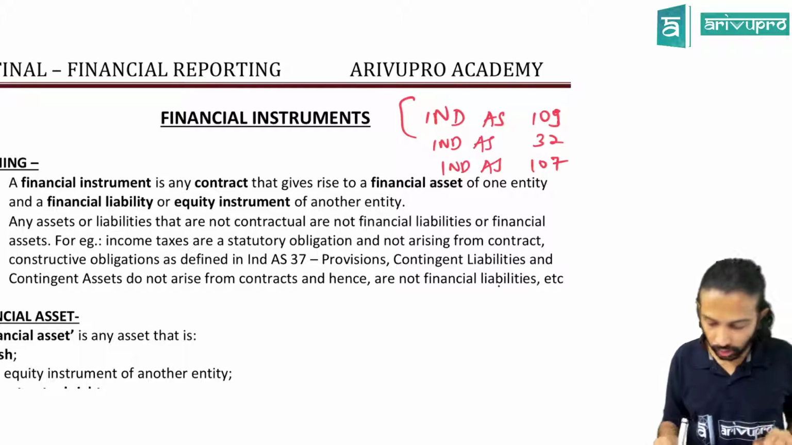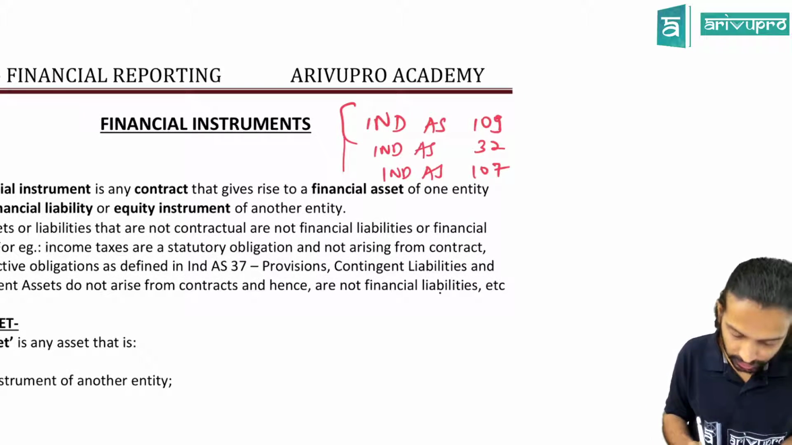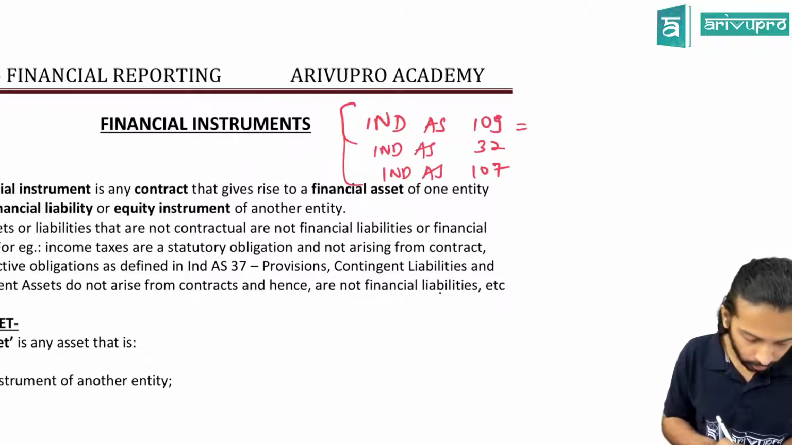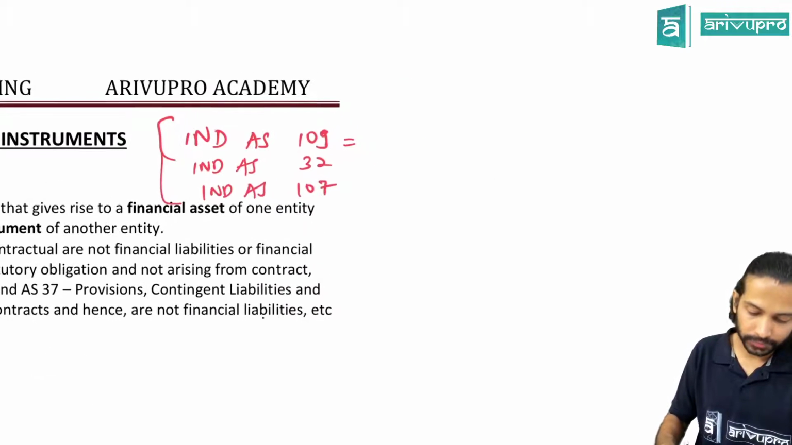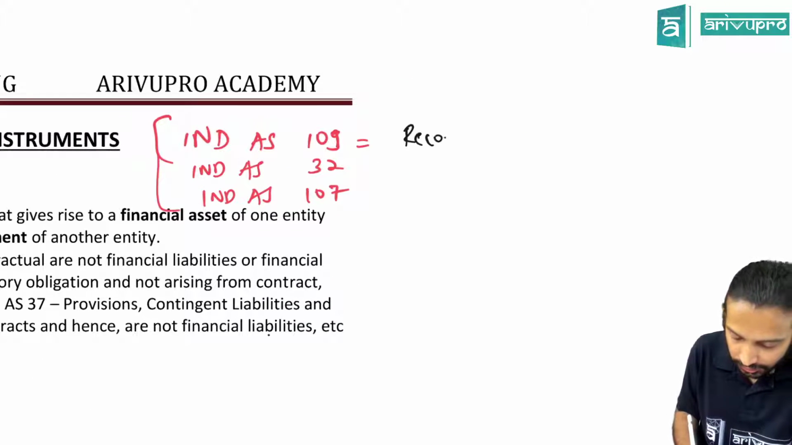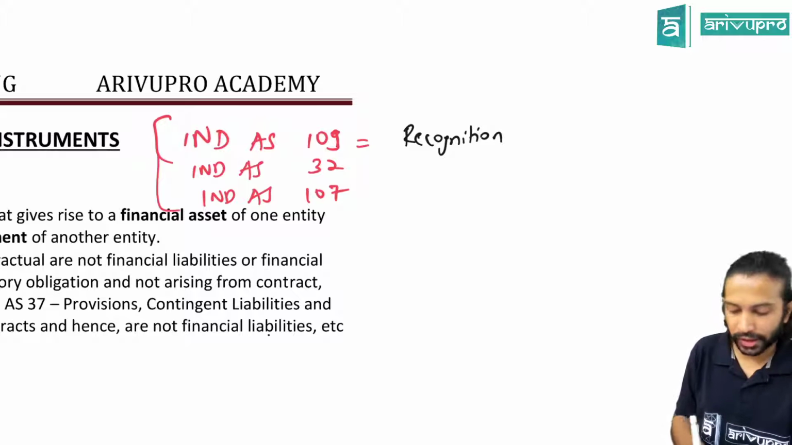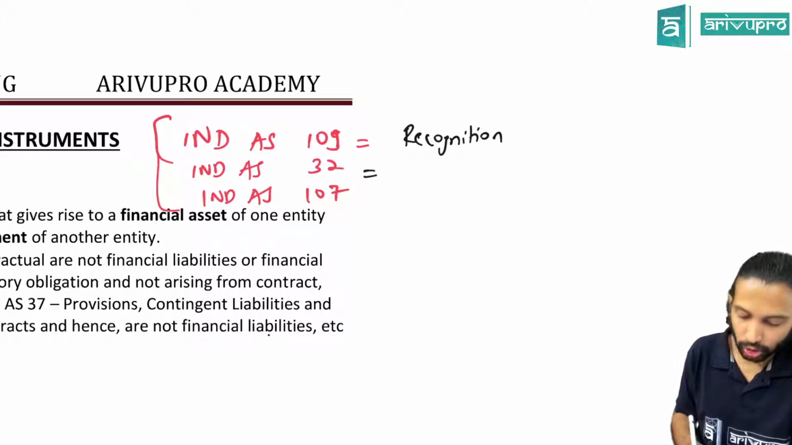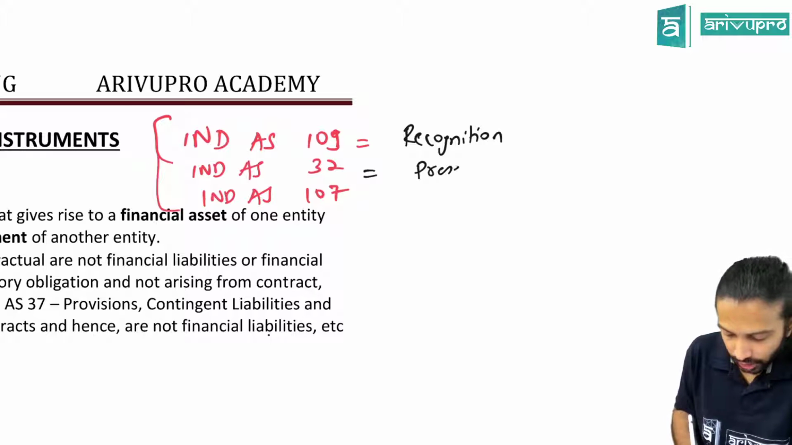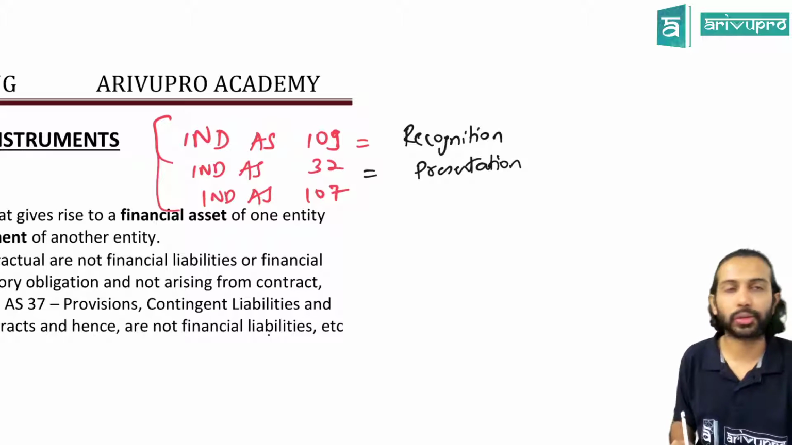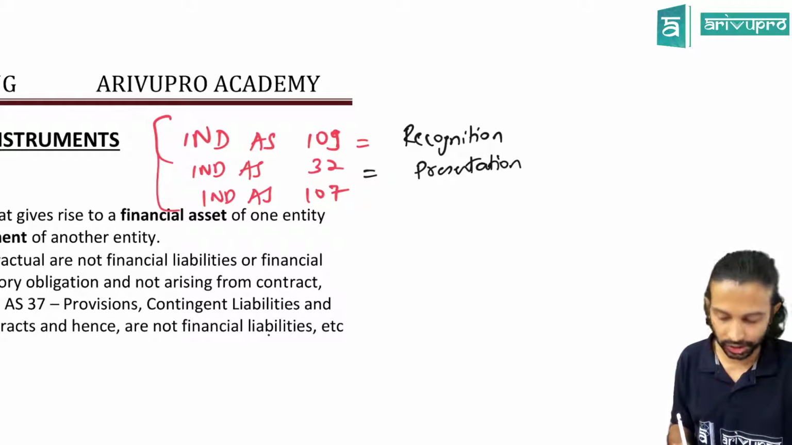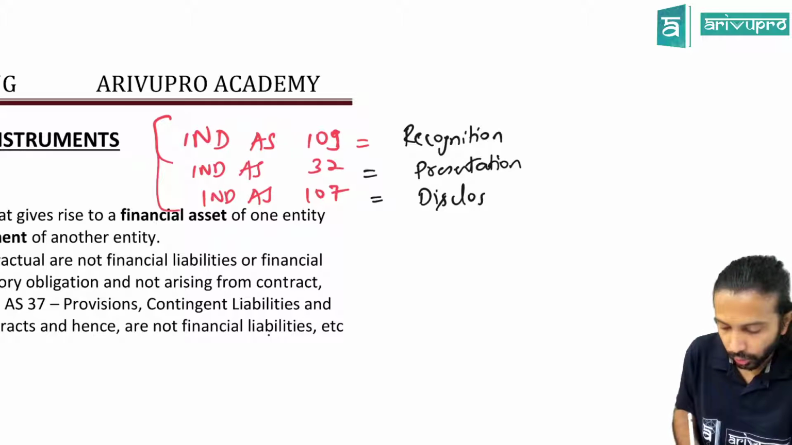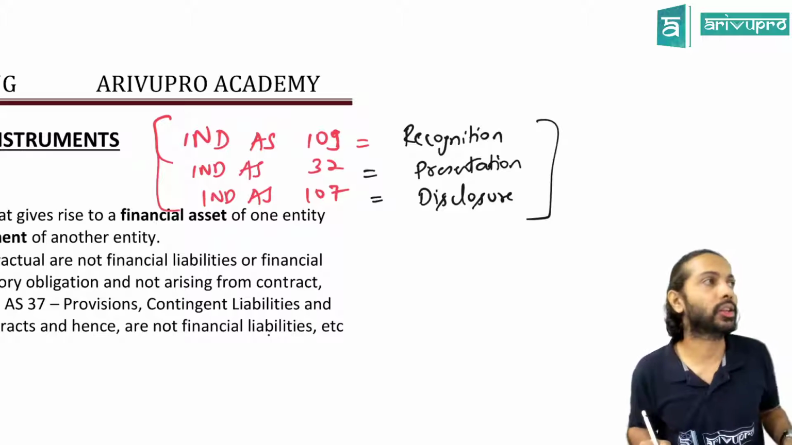109, 32 and 107. Basically, the components that we're going to study in this chapter are covered under 3 Ind ASs. Now, 109 talks about recognition and measurement. How financial assets should be recognized, at what value. 32 talks about presentation. How should you show such financial instruments in your financial statements, in the balance sheet or anything of that sort. 107 talks about disclosure aspects. What are the disclosures that are necessary with respect to financial instruments?